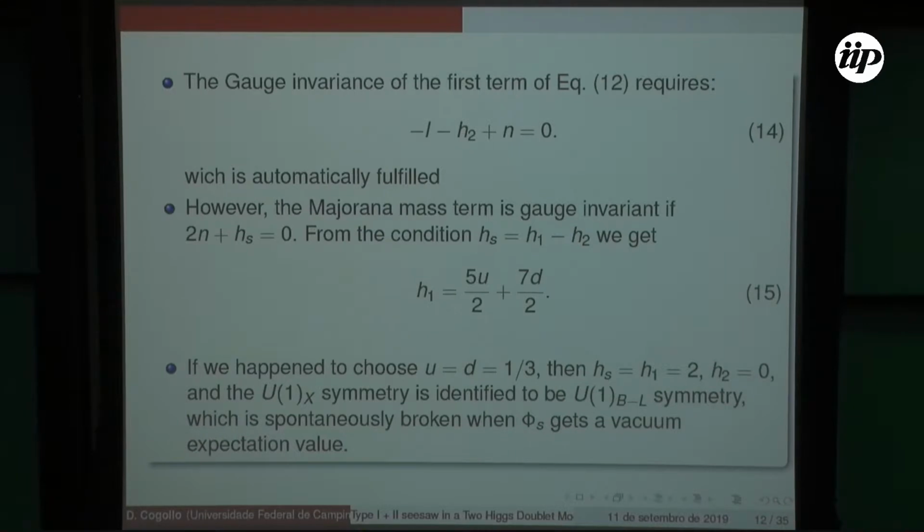Here we can generate a whole class of models. We are working with the freedom to choose the charges of the particles, the charges as a function of U and D. In this case, we can generate a very large number of models. If we choose that the charge of the UR quarks and DR quarks is equal to 1 over 3, then the charge of the singlet and the first doublet is equal to 2, and the charge of the second doublet is equal to 0. And this symmetry is identified with the B minus L symmetry. This symmetry is spontaneously broken when phi S, the singlet, generates a vacuum expectation value.